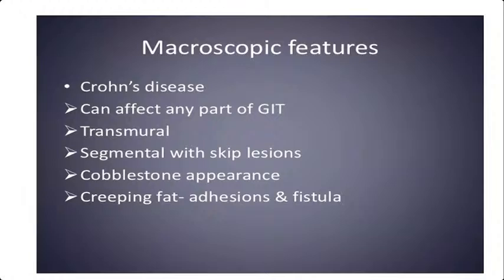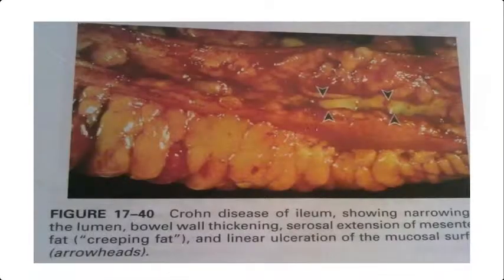So it is a transmural disease with segmental involvement. It can be segmental with skip lesions, giving rise to a cobblestone appearance of the gut. There's creeping fat, adhesions, and fistulae. So this photograph shows the ileum, narrowing of the lumen. The bowel wall is thickened, and that's part of the reason why the lumen is narrowed.